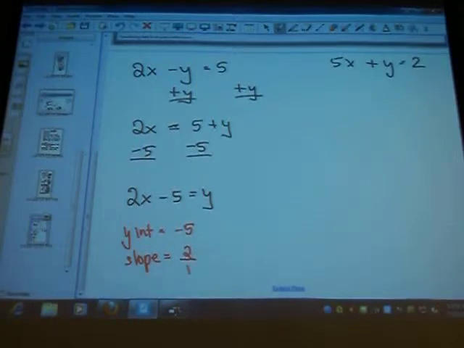In all honesty, if you can't understand it that way, just turn back to the form you understand: y equals 2x minus 5. Because they're not changing the equation any, you're just rearranging it into the form that's familiar.